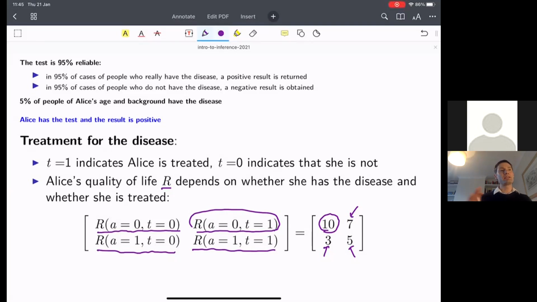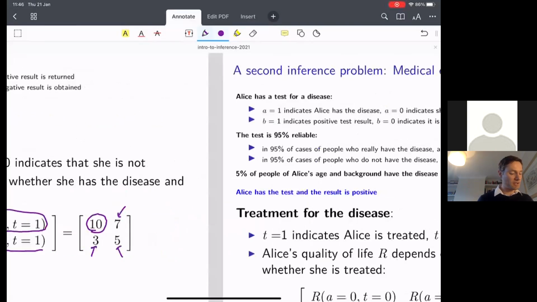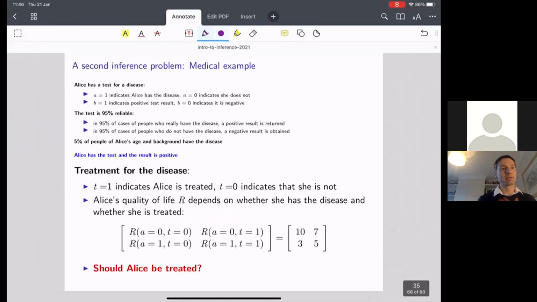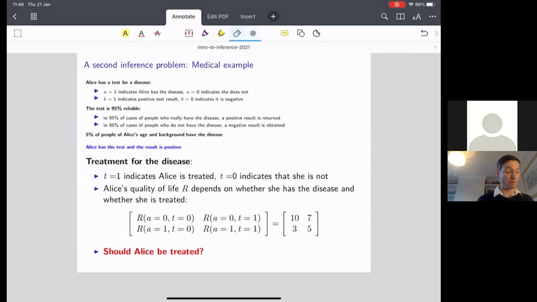Okay, so these are the various different possible outcomes given potential underlying states of the world. And the question is, given our knowledge about Alice, should she be treated or not? We know there's only a 50% chance that she's got the disease. So given this set of possible quality of life scores, which one should we take? And so what I want you to do now is to pause the video again and just spend a couple of minutes trying to figure out what you think the right answer is. Even if you don't get to the right answer, just figuring out roughly how would you go about answering this problem in the first place. What would be the principles that you would use in order to solve it?